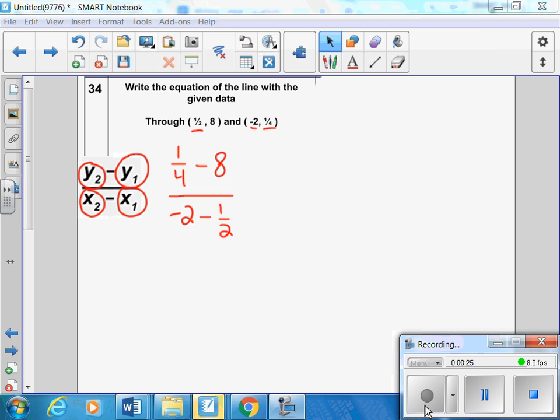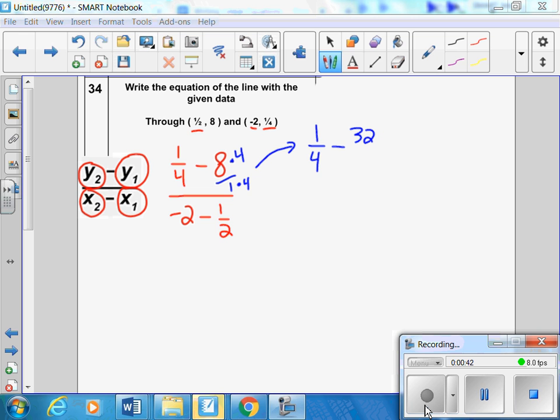Now it's going to help us if we have common denominators. So I'm going to go to the top and rewrite 8 as 8/1. And I'm going to multiply the top and bottom of this fraction by 4 so we have common denominators. So we have 1/4 minus 8 times 4 is 32, 1 times 4 is 4. 32/4 is the same thing as 8. All this is going to be over.